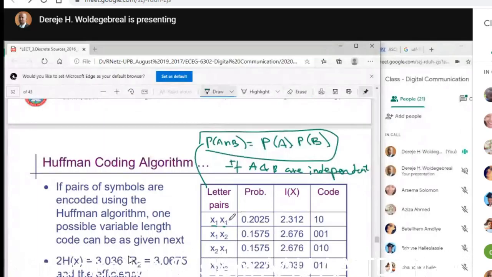Okay, this is the probability of Xi times the probability of Xj, the joint probability of occurrence. So in the case of x1 x1, 0.45 times 0.45 would be about 0.2.